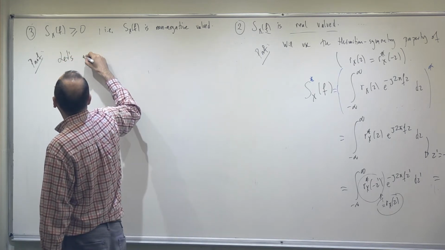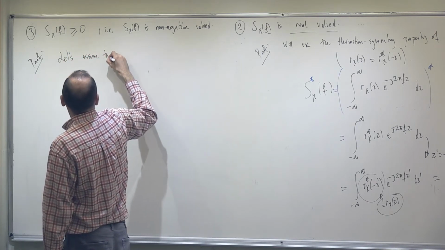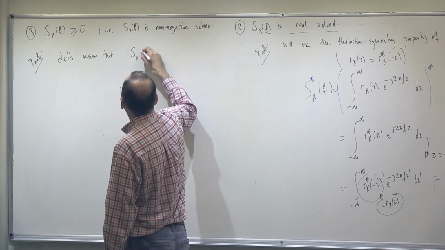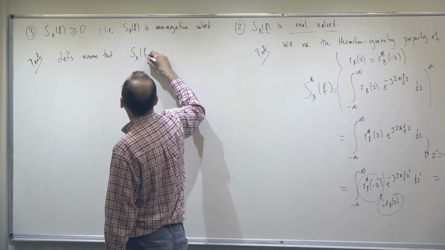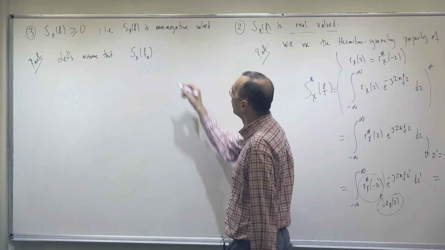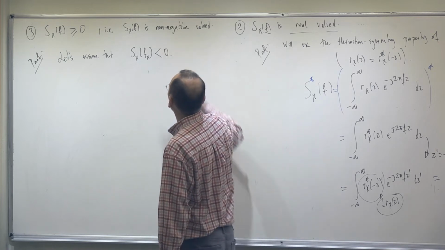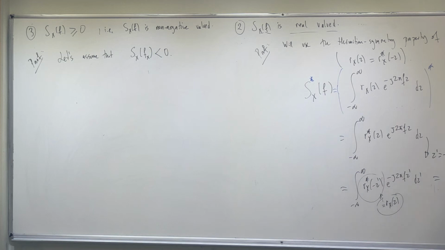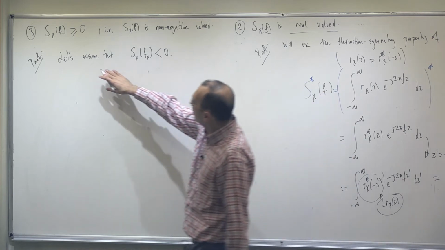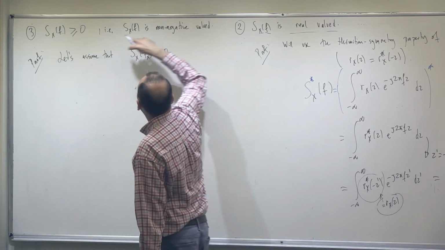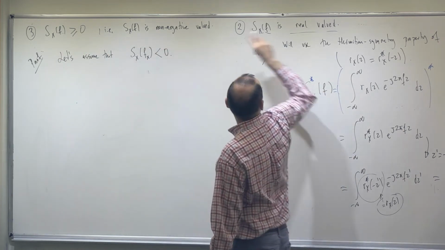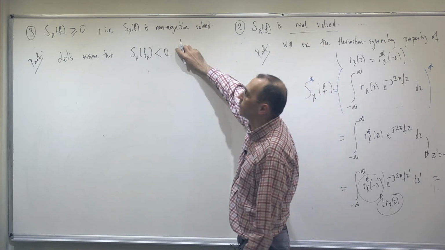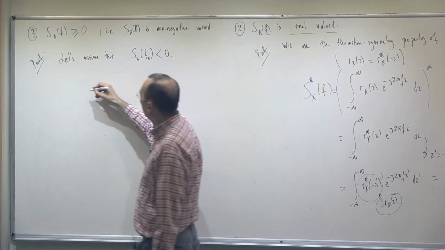So let's assume that this, at a special frequency fx, let's say, is negative. And hopefully we will have a contradiction at the end, and then we will say that this cannot be negative, okay, at the very end. So let's assume that this power spectral density at a frequency value, it's a real number, is negative.